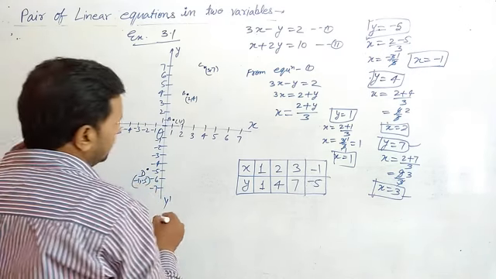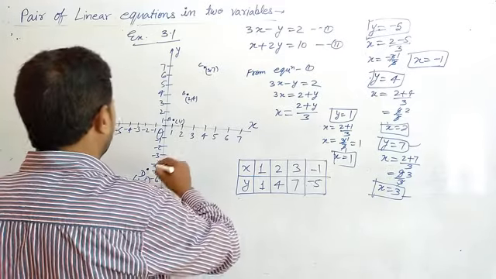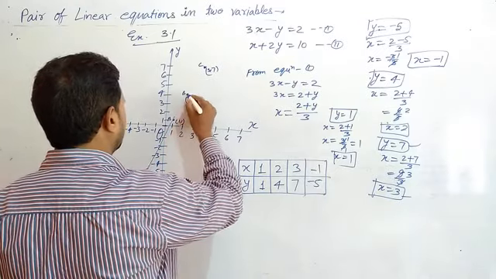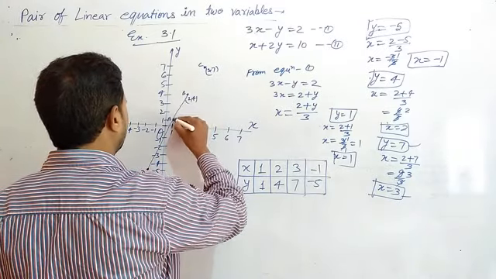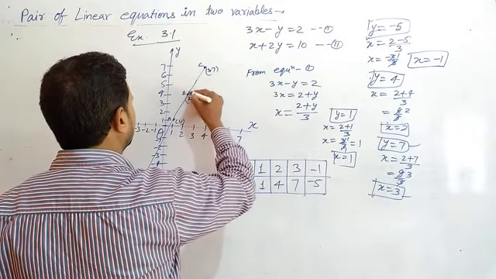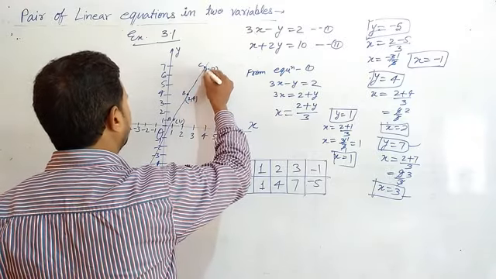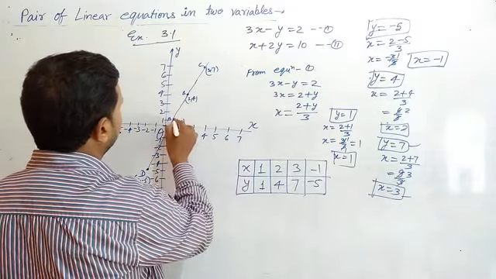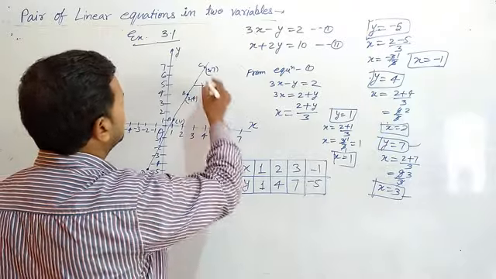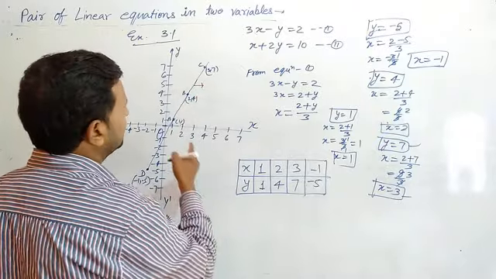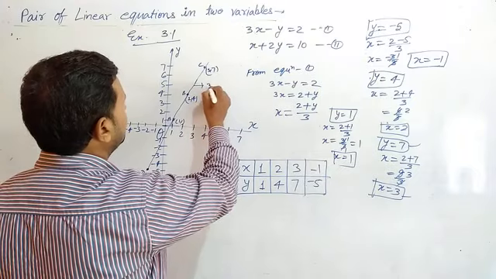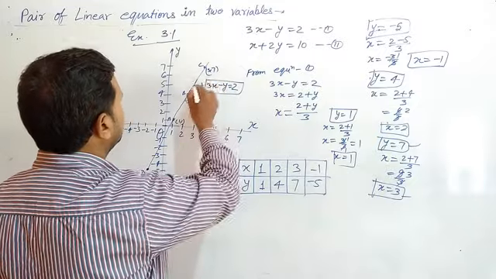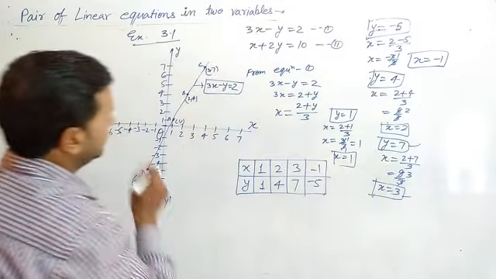Okay. So we have to join these points to each other in this way. We have to join here these points. Okay, this point. These points are joined here, and this equation is called here linear equation of two variables. Our first equation means 3x minus y is equal to 2. For this equation, this line is presented.